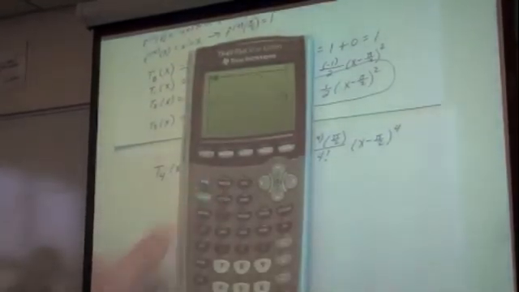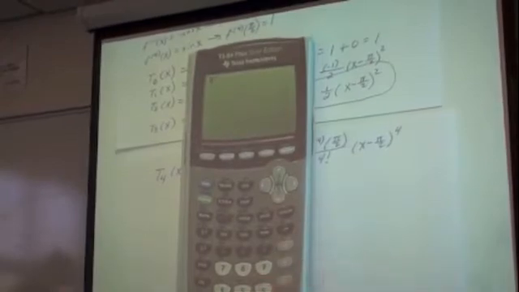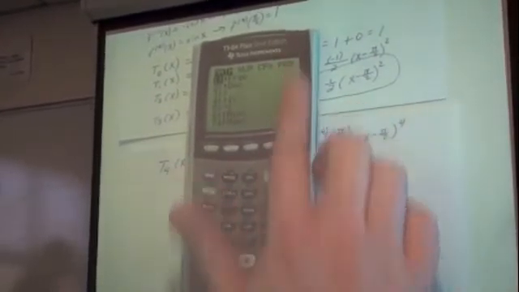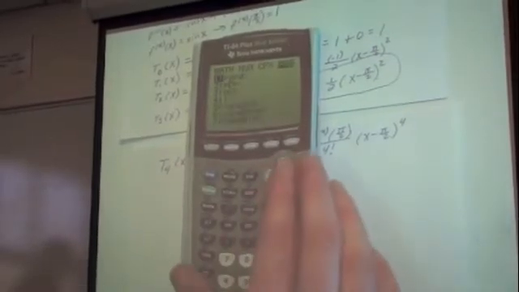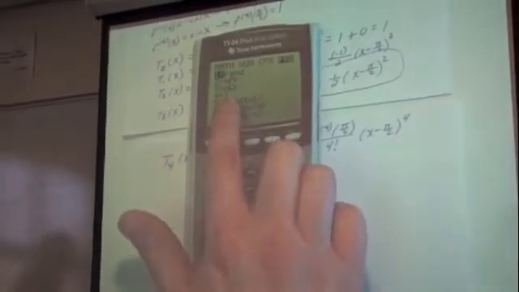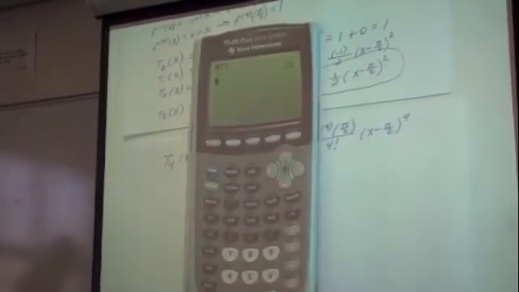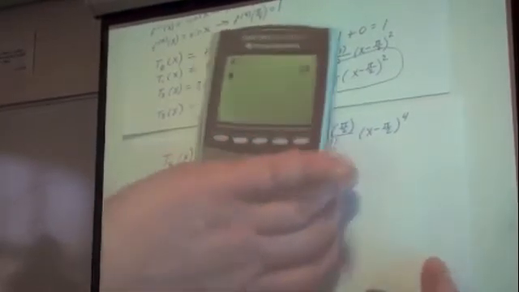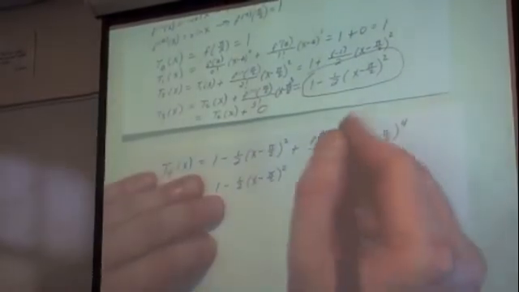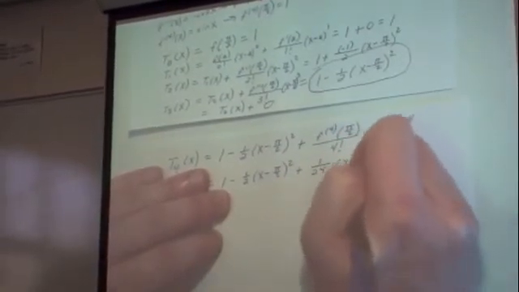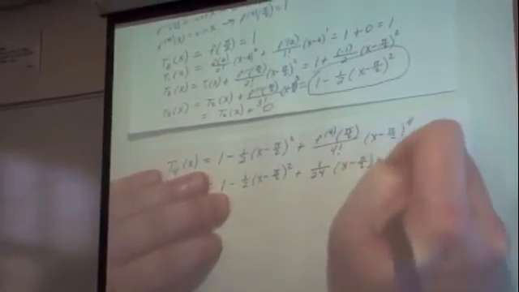You also, if you ever should need it, you can do 4 math. It's under the probability menu, math, arrow to the left. There's your factorial. So 4 math, arrow to the left, 4. You get your 24 that way as well. So you can say this is 1 over 24 times the group x minus pi over 2 to the fourth.